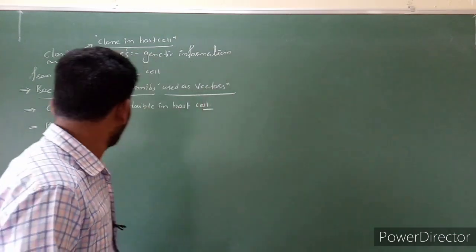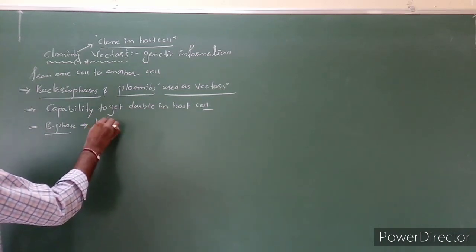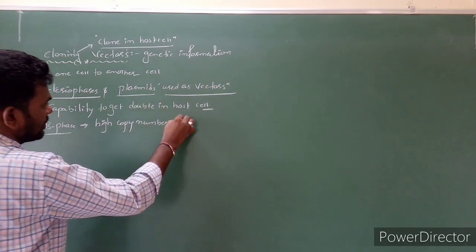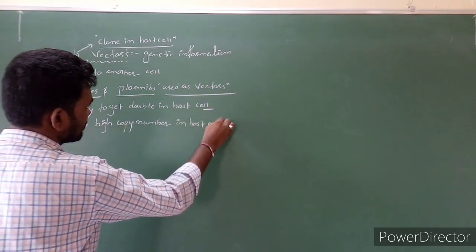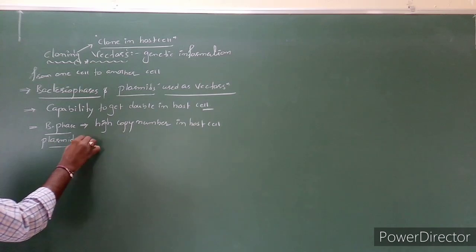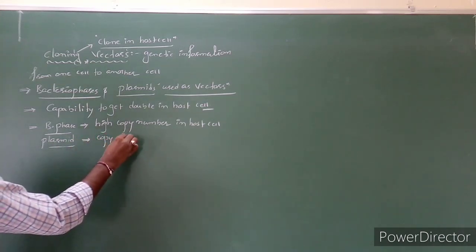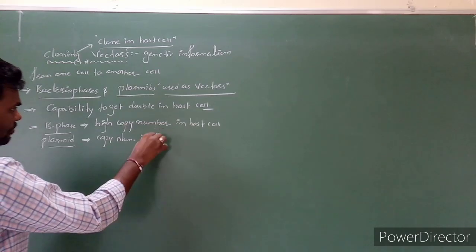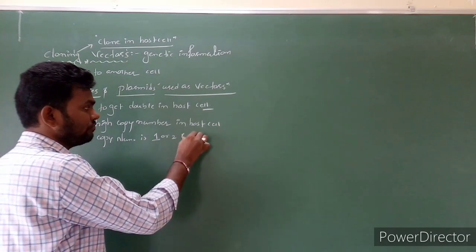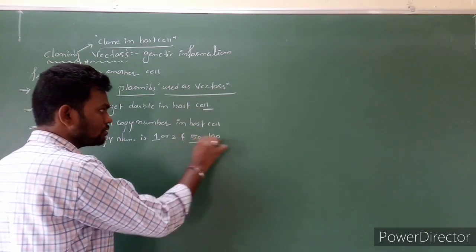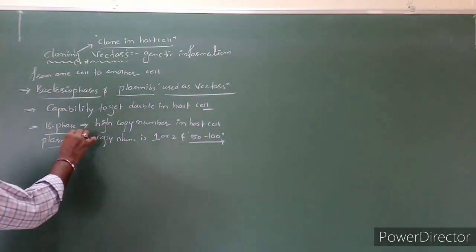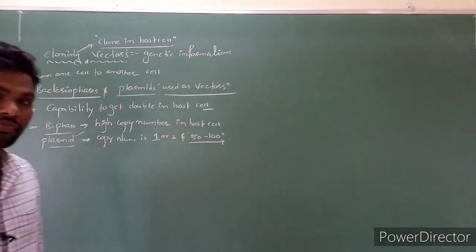Okay, write it. Bacteriophages produce a high copy number in the host cell, and for plasmids the copy number is sometimes 1 or 2, and sometimes they can produce nearly 50 to 100 copies in the host cell. So that's why plasmids are mostly used as vectors.